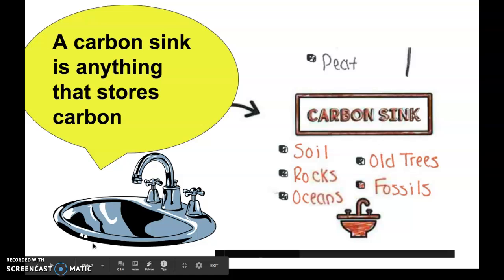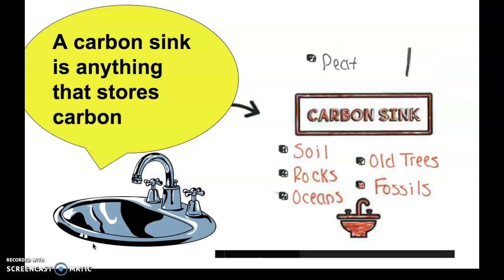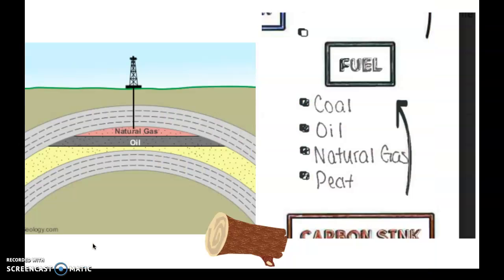But the problem is that over a time, or much later, after the carbon has sat in the soil, the rocks, the fossils, the old trees, they form fuels. So they form the coal, the oil, the natural gas, and the peat that we use to power whatever it is, power our houses, power the schools, heat our houses, power our agriculture, farming vehicles.